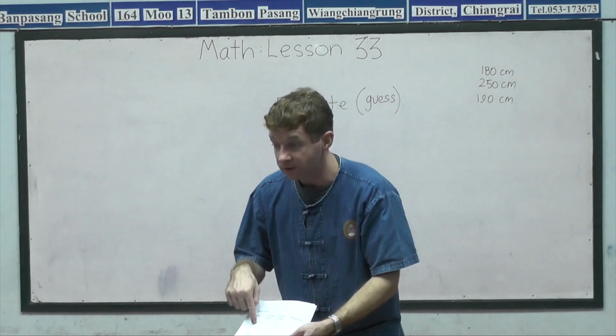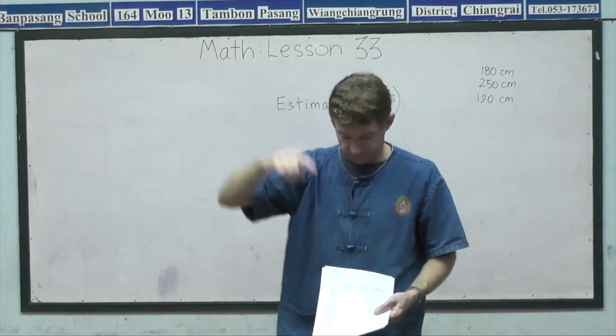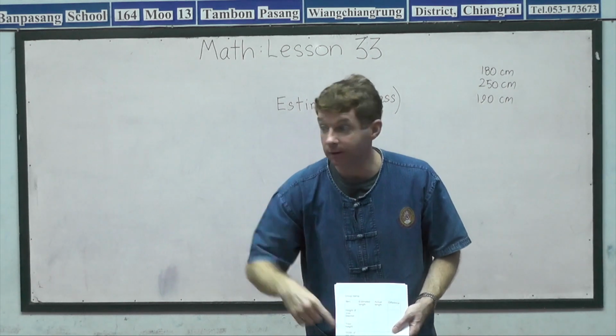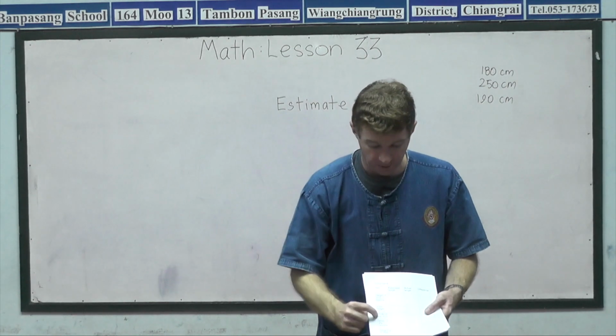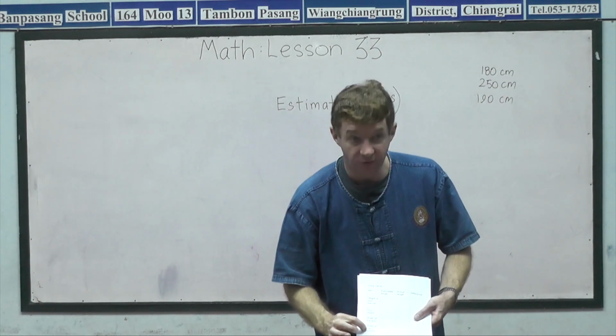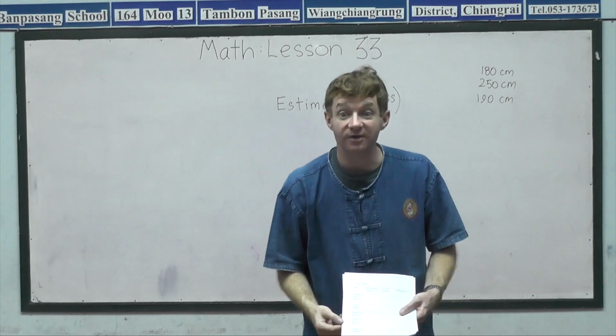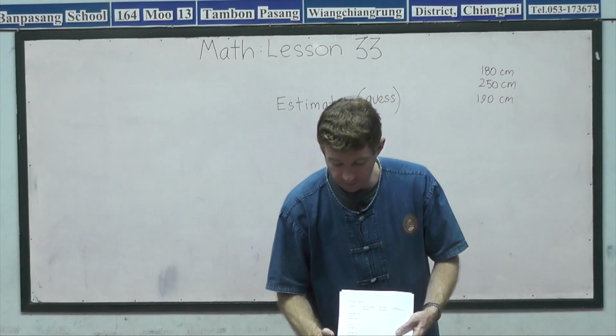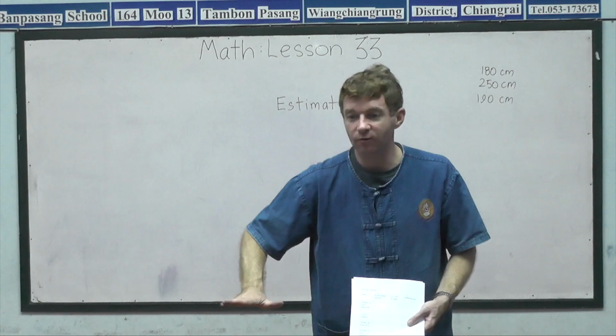So first thing, group name, and then in your first column, estimate what you think. So first one, height of teacher. Second one, your height. Third, width of the door. Fourth, width of the window outside. And number 5, the final one, height of the table.